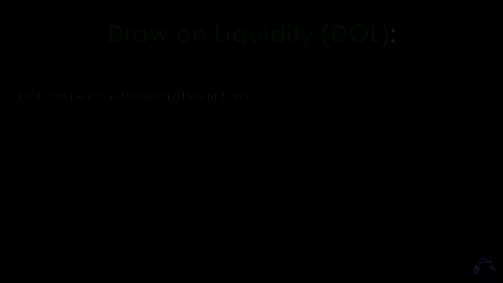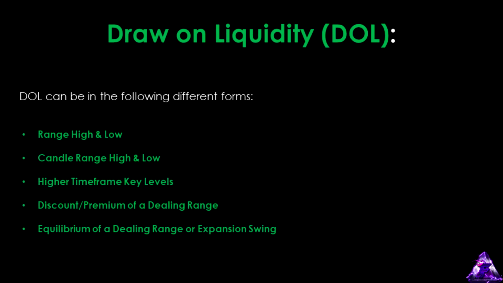Moving on to the next slide, here we'll discuss how draw on liquidity can present itself in different forms and the various types that draw on liquidity can take. You'll also see the different entities that can serve as draw on liquidity for specific timeframes. Here is a list of different forms that could potentially be used as draw on liquidity depending on the framework we're working with and how we are determining our draw on liquidity.